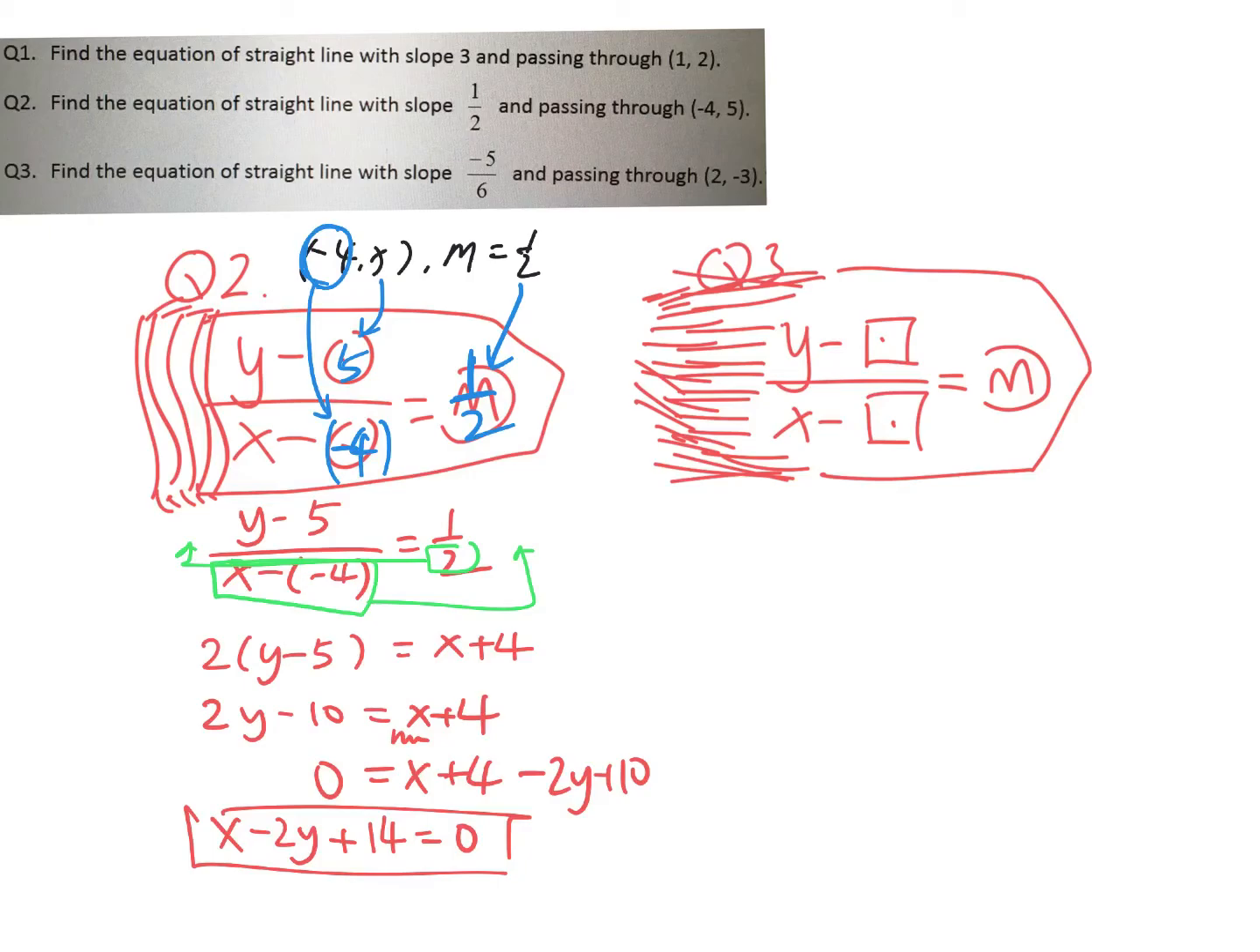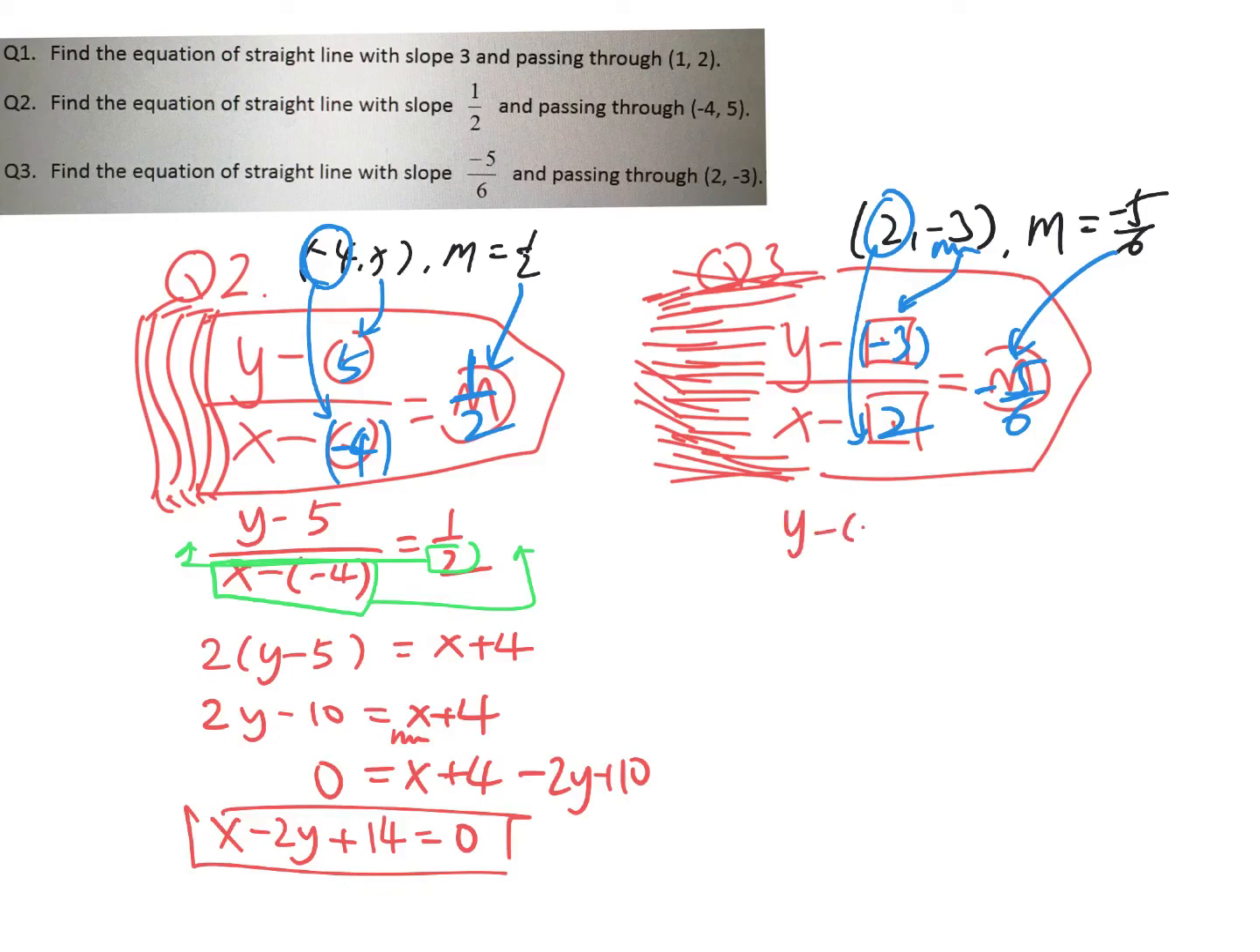Okay, one more. Question 3. The point (2, -3), the slope -5/6. So we substitute the x-coordinate here, 2, and the y-coordinate here, -3, and then the slope here, -5/6, and it's done. y minus -3 over x minus 2 equals -5/6.